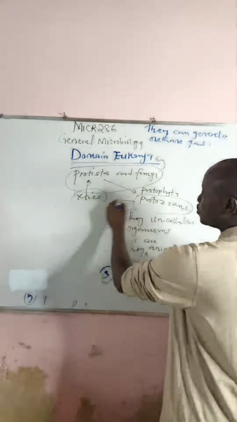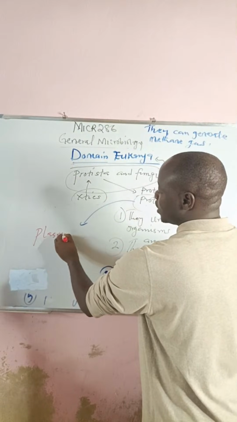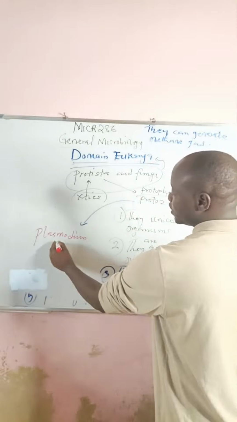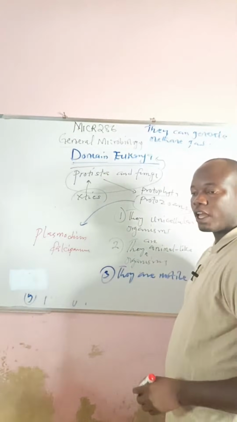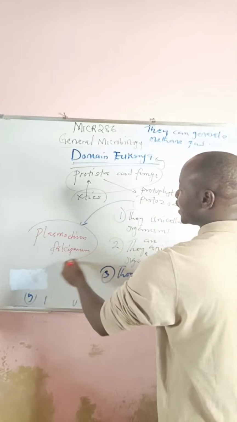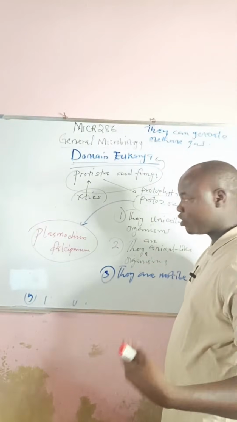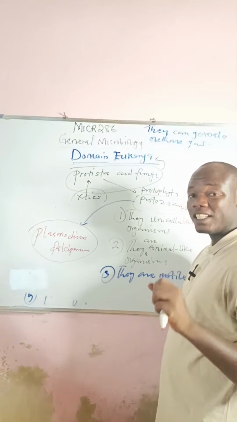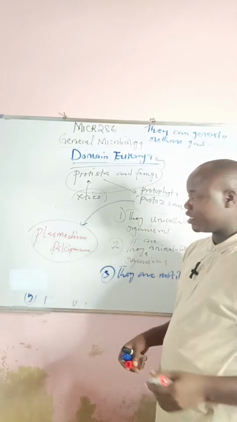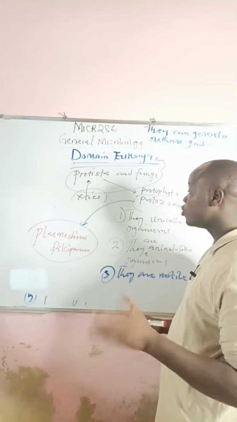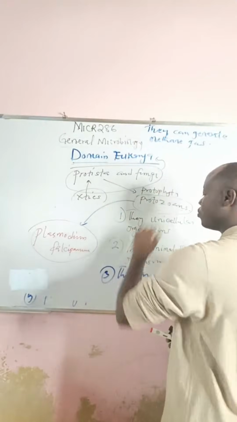Example of protozoans is Plasmodium falciparum. What is Plasmodium falciparum? They are organisms that can cause malaria. We know that malaria is one of the deadly diseases that affect Africa's population. So this Plasmodium falciparum is the malaria parasite that causes 90% of most of the malaria, especially in Africa.